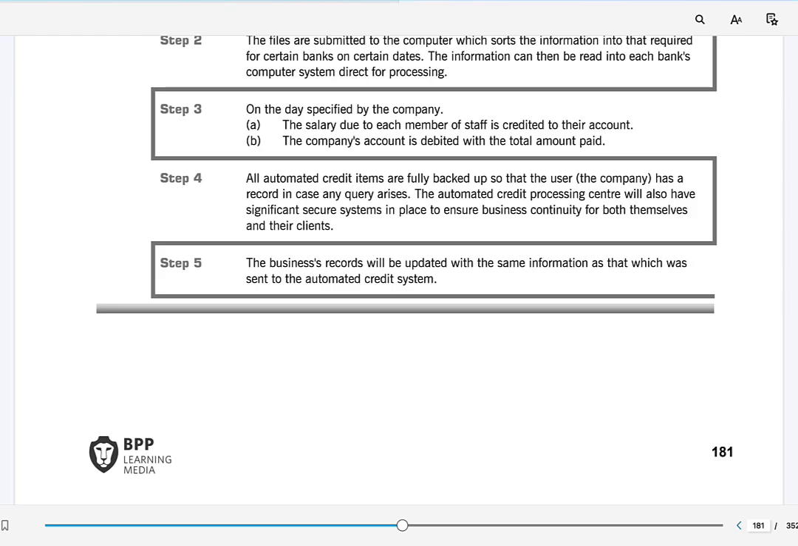3. Another example using the same step 5 idea. If the automated credit file is paying rent every month, then the update could be debit rent expense, credit bank. If the automated credit file is paying a supplier invoice, then the update could be debit trade payables, credit bank. So step 5 is teaching you the logic. Whatever you paid, your ledger must reflect it.